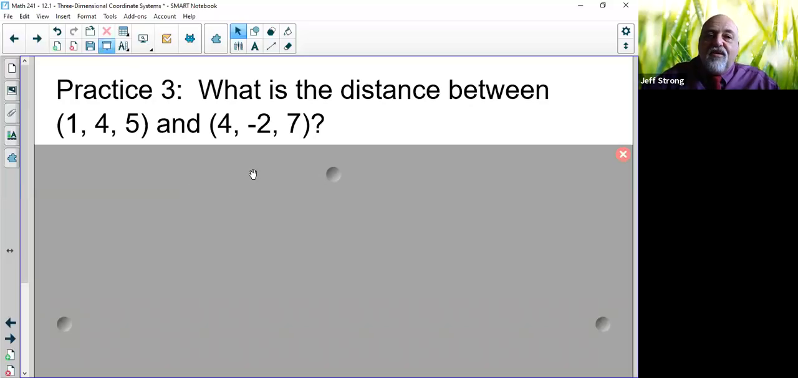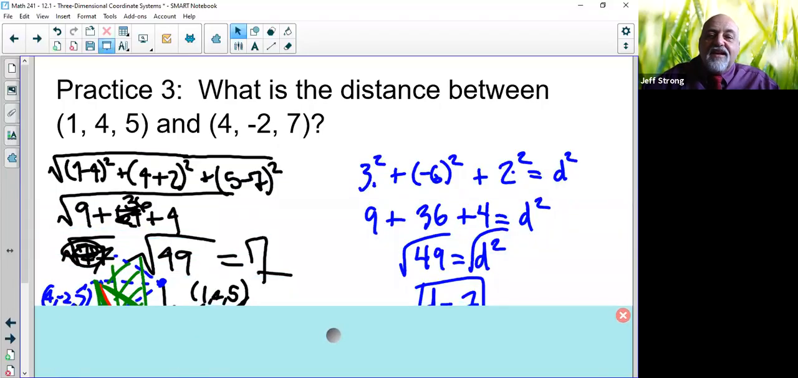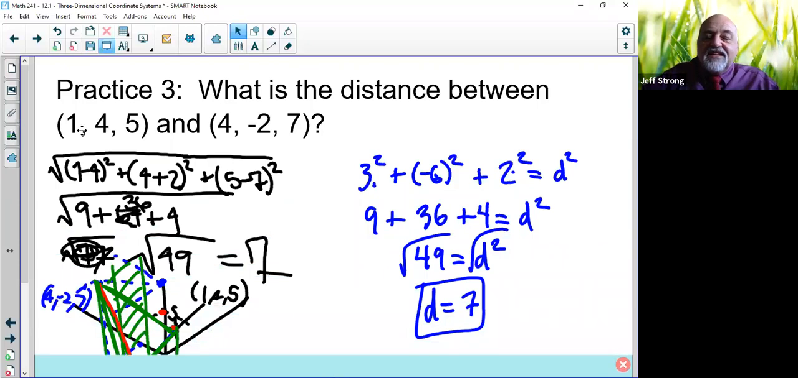Okay, so just going through the answer, you're using the distance formula. It's the difference in the x's: 1 minus 4 is 3, squared, plus the difference in the y's, 4 minus a negative 2, so that's 6 squared, which is 36. Then the difference in the z's, 5 minus 7 is negative 2 or positive 2, depending on if you went the other way. When you square it, you get 4. So this gives you the square root of 49, which is 7. So the distance between those 2 points is exactly 7 units.